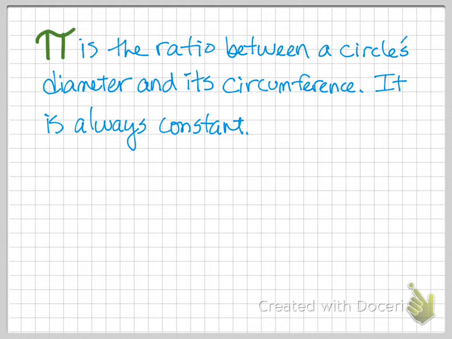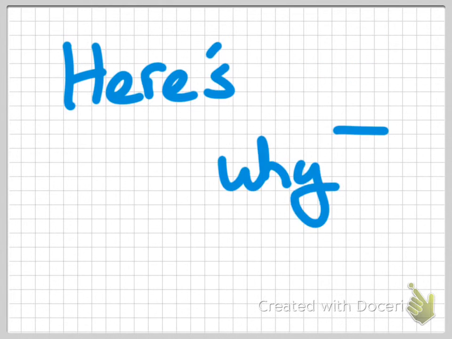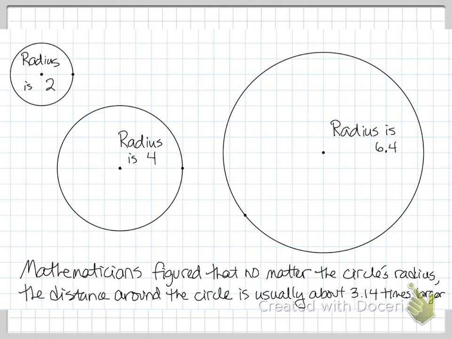Let's look at the next example. Below you have 3 circles that are drawn, each with different radius measurements. The smallest one over here is 2. The one in the middle, or a little left of middle, is 4. And the largest circle here has a radius of 6.4.